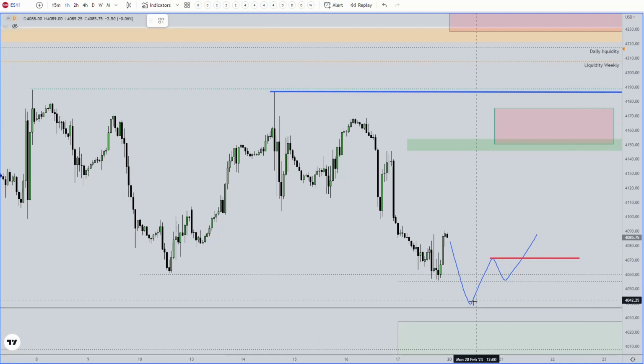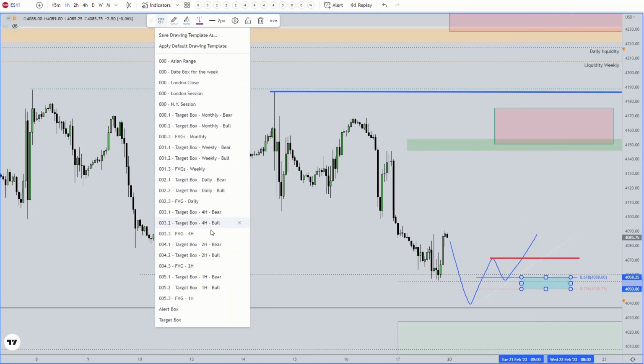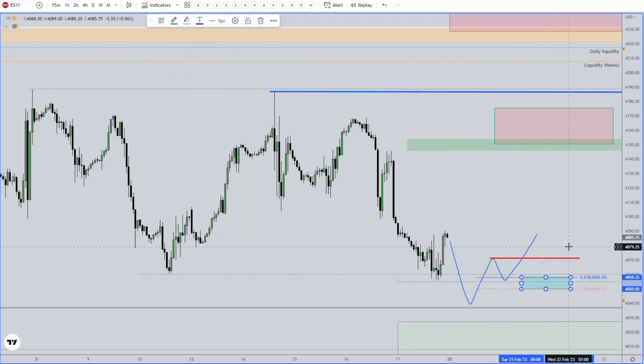Look for the pullback again. It is always the same drill, my friends. Identify your target box, which would then come in somewhere here. And then obviously you could take price up from here.